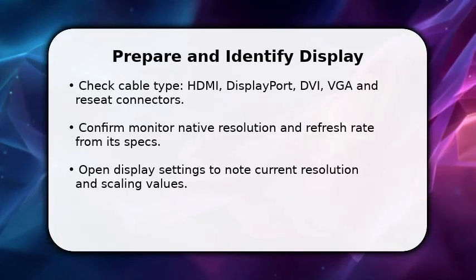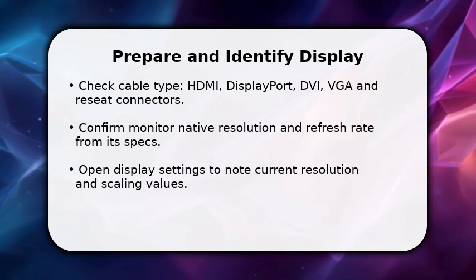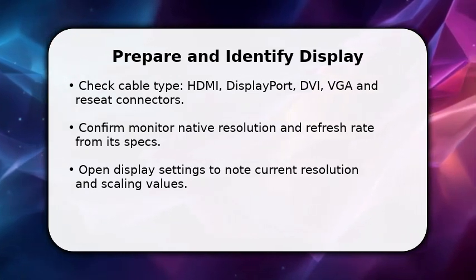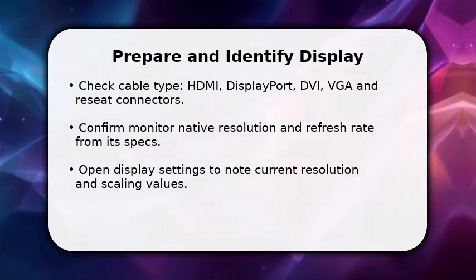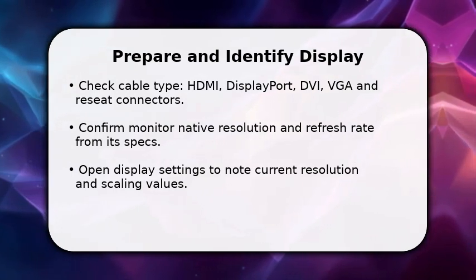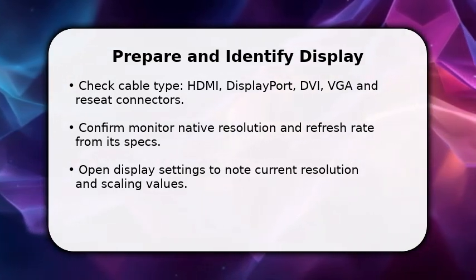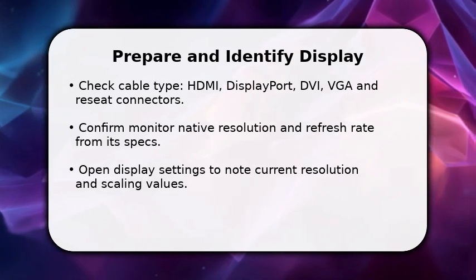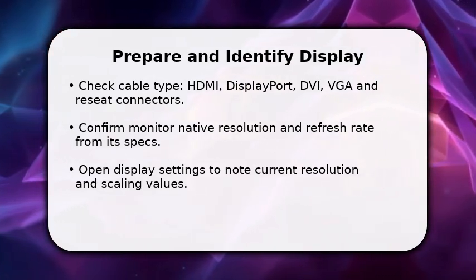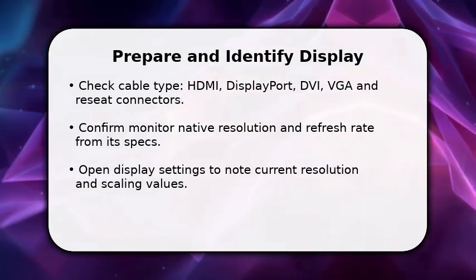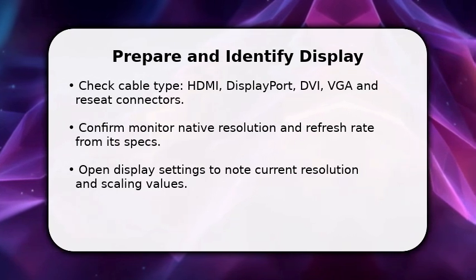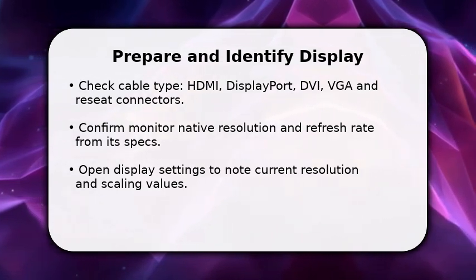You start by confirming the hardware and current settings. First, physically reset the cable and power. A loose HDMI or DisplayPort often causes misdetection. Next, identify the monitor's native resolution and refresh rate from the label or manual so you have target values. Open the operating system's display settings and record current resolution and scaling.